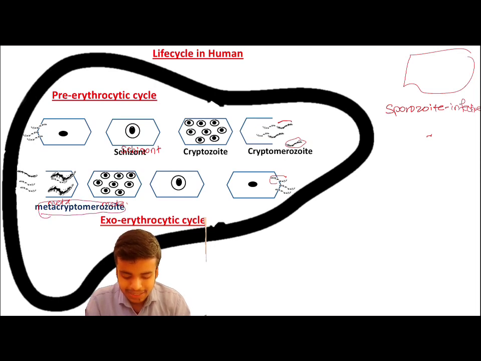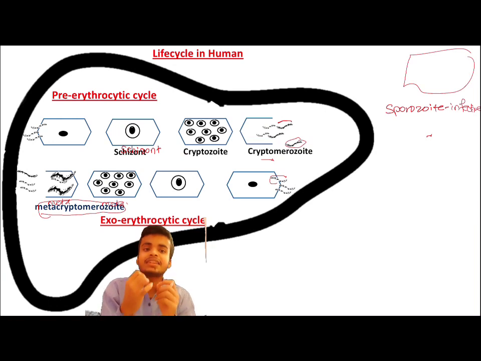In the metacryptomerozoite, the last final product that was called cryptomerozoite in the pre-erythrocytic cycle is, in the exoerythrocytic cycle, called metacryptomerozoite. Nothing is changed. Simply, the pre-erythrocytic cycle starts from sporozoite, and the exoerythrocytic cycle starts from cryptomerozoite. Schizont is the same. Then in place of cryptozoite, we call it metacryptozoite, and in case of cryptomerozoite, metacryptomerozoite.